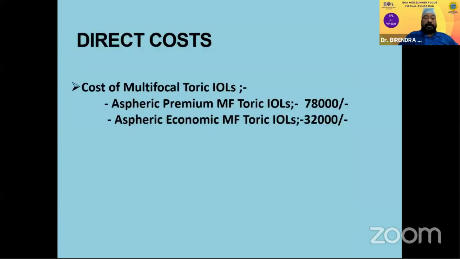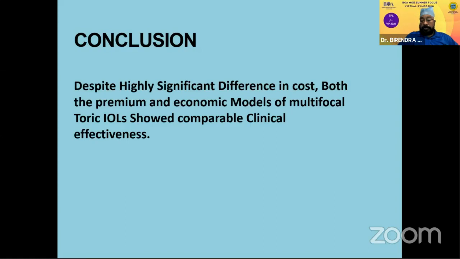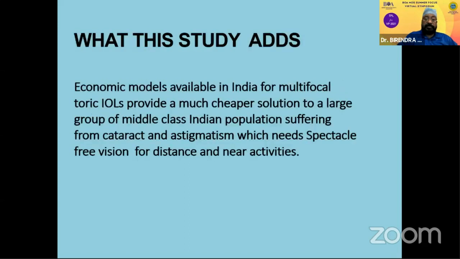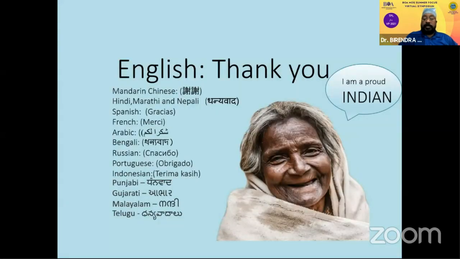But as far as the direct cost is concerned, there was a very heavy difference. So we conclude that despite a highly significant difference in cost, both the premium and economical models of multifocal toric IOL showed comparable clinical effectiveness. And what it adds is that the economic model available in India for multifocal toric IOLs provides a much cheaper solution to a large group of middle class Indian population suffering from cataract and astigmatism, which needs spectacle-free vision for distance and near vision. Thank you very much.